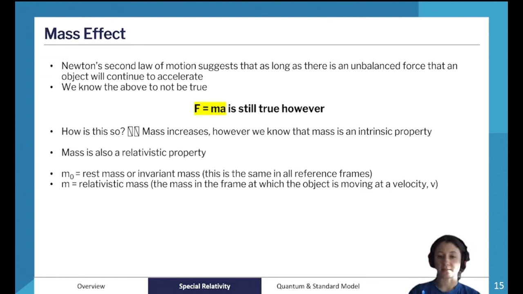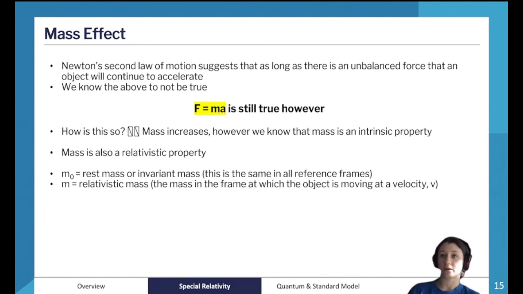We know that mass is an intrinsic property, but it's also a relativistic property. So mass will also change depending on the speed of the object and the frame of reference. So we have 2 values you need to remember, and it's important to remember the distinction between these, m naught and m, because it's easy to mix them up. M naught is the rest mass, the one that stays the same, the invariant mass. It's always going to be the lighter one. M naught is always going to be smaller than m.